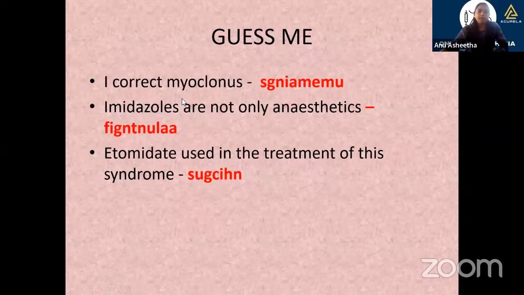I correct myoclonus. And imidazoles are not only anesthetics, but also they are used in other forms, for pharmacological values. Etomidate is used in the treatment of this syndrome.